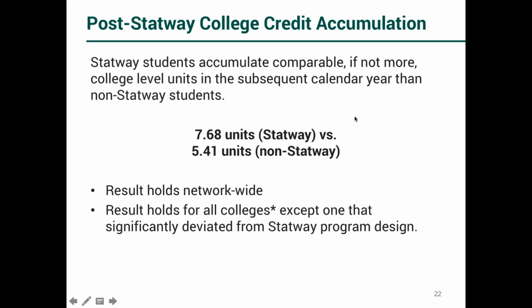And the analysis shows that Statway students earn approximately 7.7, between 7 and 8 college-level units in the 12 months following their completion of Statway, compared to non-Statway students completing in the 12 months after completing their Dev Math sequence, in the 12 months after completing their college-level math credit. Those students get between 5 and 6. Preliminarily, these results hold network-wide as well as for all colleges, except the one that significantly deviated from the Statway program design.